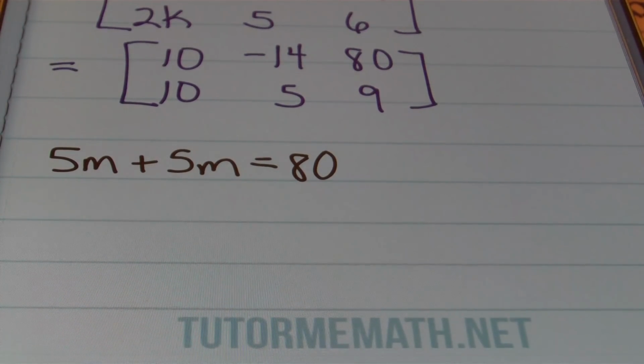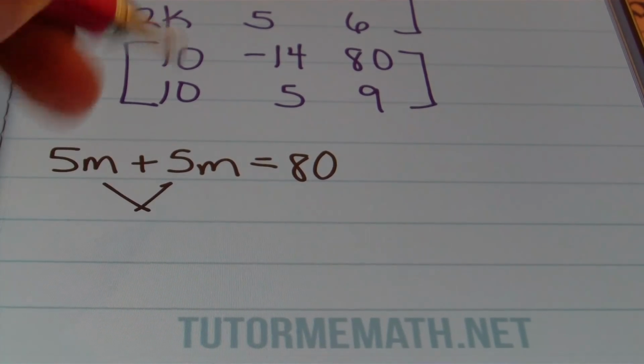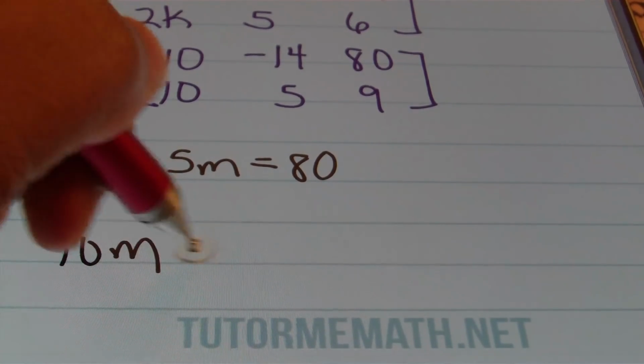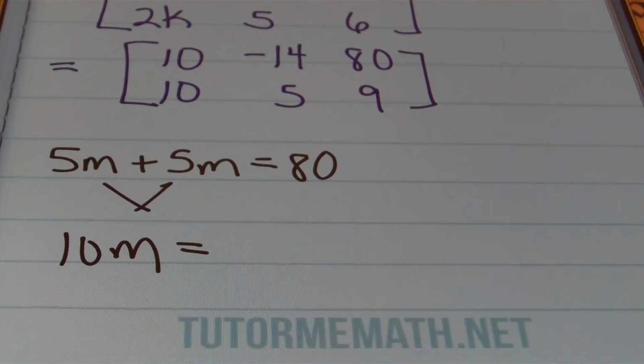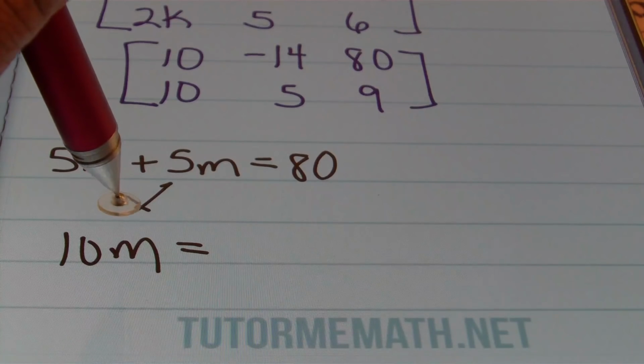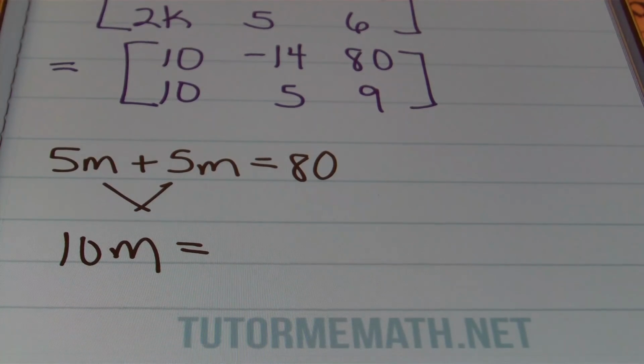So you have 5m plus 5m. You're going to combine those like terms, all right? So there you go. So we end up with 10m. That's right. Just combine those coefficients together. The variable remains the same. You do not change the exponents on the variable when you're combining like terms. I'm going to bring down 80 here, all right?